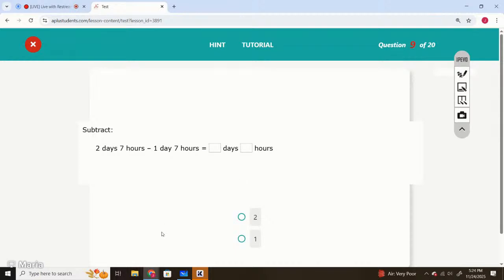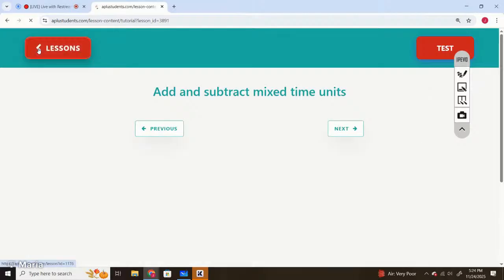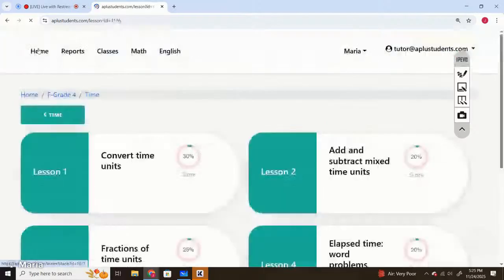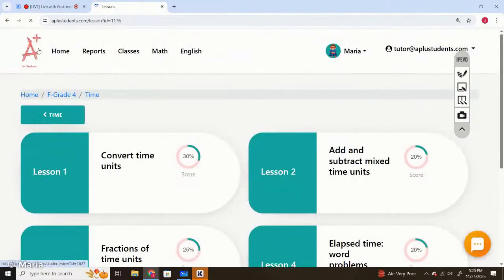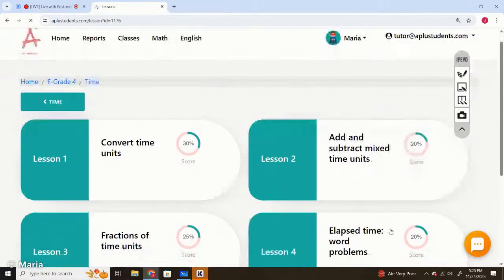The next lesson is fractions of time units. Let's just start with the lesson.